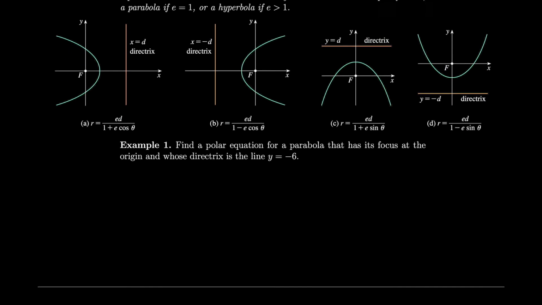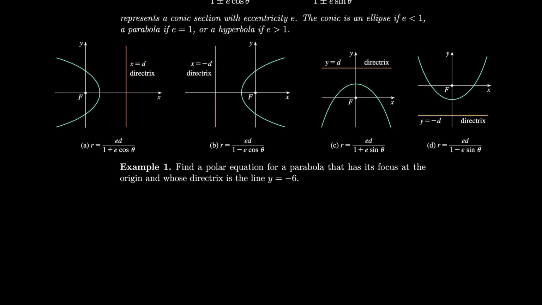So let's do an example. We'll find a polar equation for a parabola that has its focus at the origin and whose directrix is the line y equals -6. So we're given that e is equal to 1. And notice that the directrix is y equals -6, so it's underneath the focus. So that's this case right over here. If y is equal to -d, that means d must be equal to 6. So we have r equal to e times d, that's 6 times 1, which is 6, over 1 minus e sine theta, so 1 minus 1 sine theta.